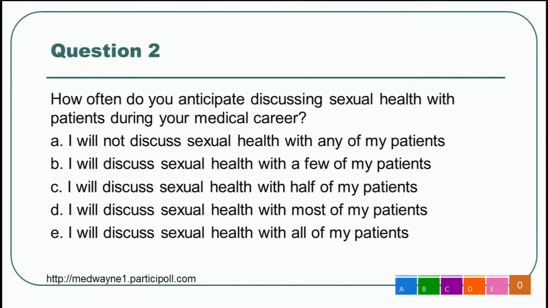The next question I would like to ask you is, how often do you anticipate discussing sexual health with patients during your medical career? I will not discuss sexual health with any of my patients. I will discuss sexual health with a few of my patients. I will discuss sexual health with half of my patients. I will discuss sexual health with most of my patients, or I will discuss sexual health with all of my patients.